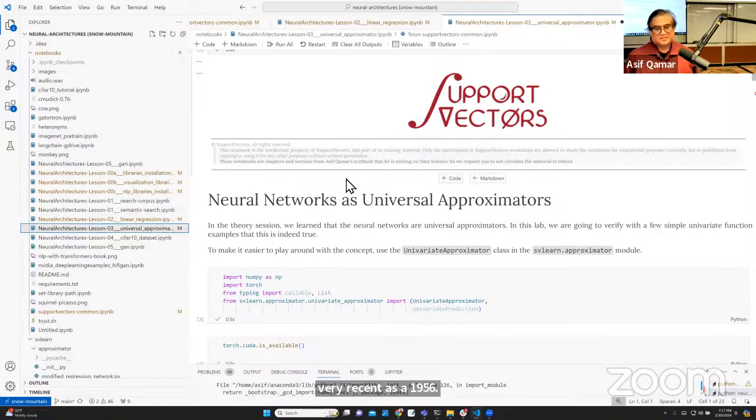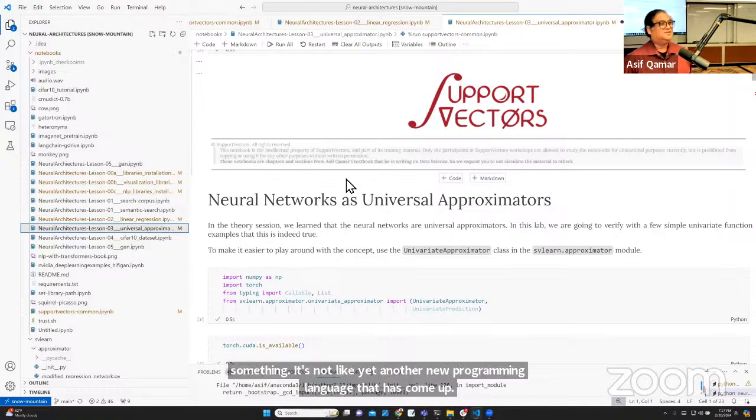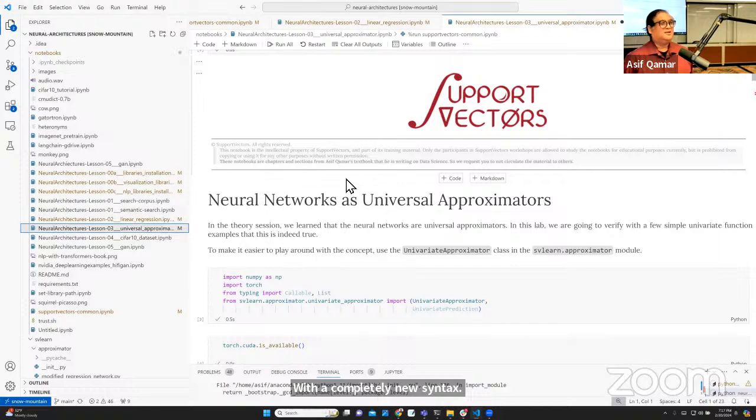And quite a bit of the math behind it was actually developed in the 1700s and the 1800s. So it also goes to show that this subject is not like yet another new programming language that has come up with a completely new syntax. We are talking about a deep well of intellectual knowledge, initiative, ideas and concepts. They go back 300 years.